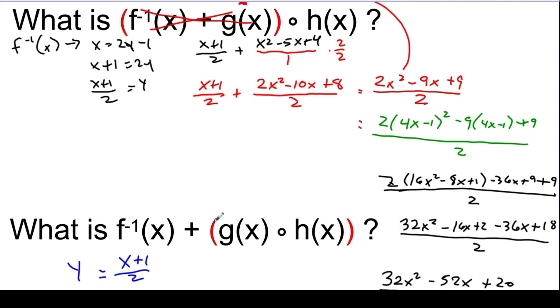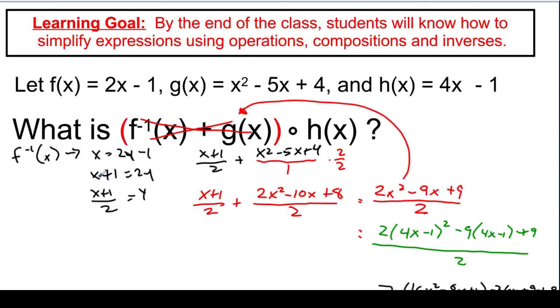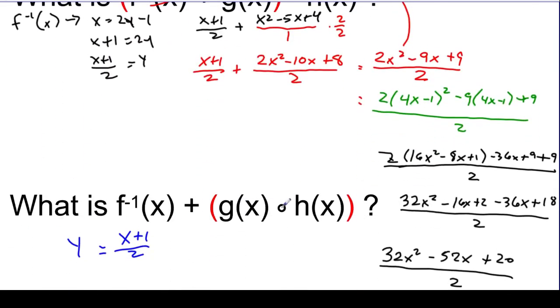Okay, so in this case, because the parentheses exist, it's actually saying, even though we said right here that we want to do compositions last, because there are parentheses around the composition, it's asking us to do that before we do any adding or subtracting or other operations. Okay, so I'll do my inverse, add the result of plugging h of x into g of x. I'll let you try that out on your own, and if you want to see that done, that's something that we can do in class.